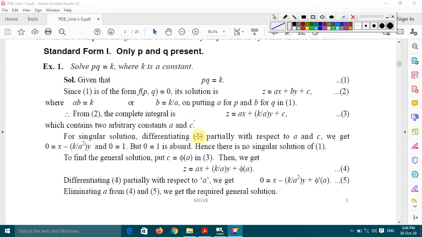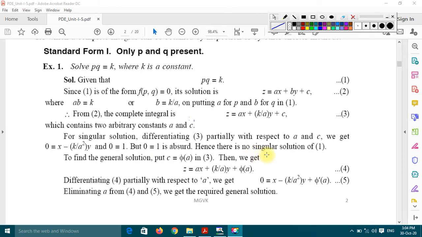When we differentiate equation number 3 partially with respect to c, we get 0 = the partial derivative of ax, which is 0 with respect to c, plus the partial derivative of (k/a)y, which is 0 with respect to c, plus the partial derivative of c with respect to c, which is 1. So 0 = 1, which is not possible. So no singular solution of the given partial differential equation exists.